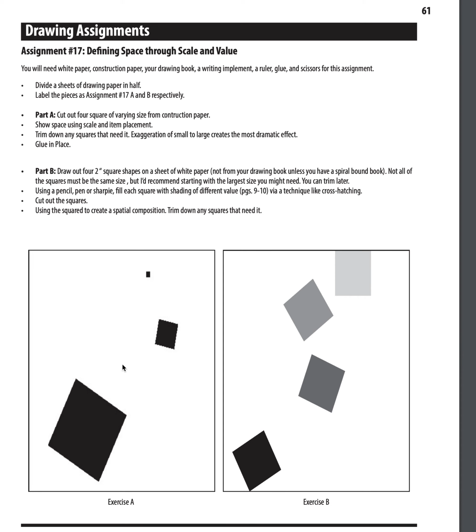Now, what will not work for A is if you go from biggest to smallest to middle. It has to be a consistent progression. The same thing's true of your value. It can't go dark, light, medium. It has to go dark, slightly lighter, slightly lighter, slightly lighter as you move your way back. And so long as you're consistent with that, these should work out and should do what they need to do.